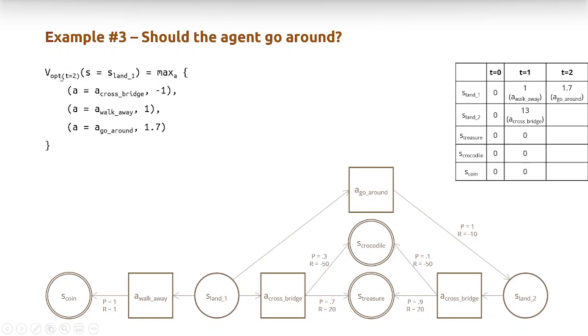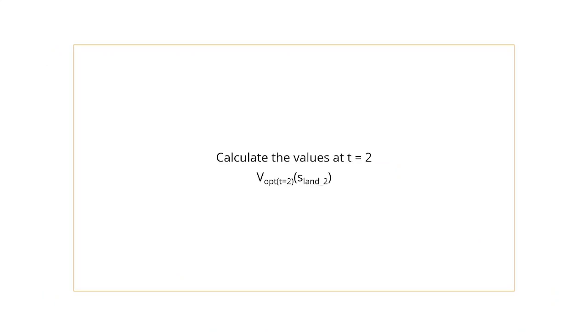So now the value of S land 1 at t equal to 2 will be the maximum value of these, which is 1.7. And then the action is go around. So now we update the value of S land 1 at t equal to 2 to 1.7, and the action is updated from walk away to go around. Next, we calculate the value of S land 2 at t equal to 2.